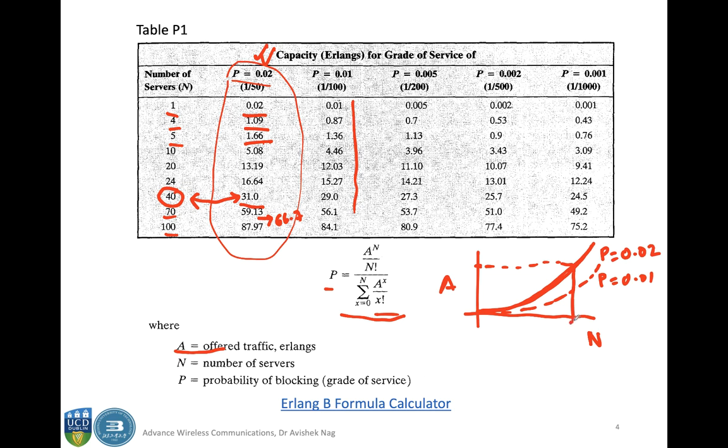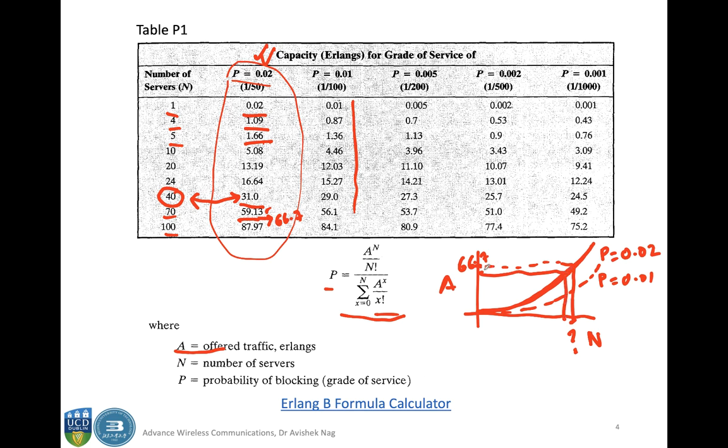So this value of n is what we are interested in. Let's say this is 66.7 actually. So you have these two values. Let's say this is 59.13 according to the table.